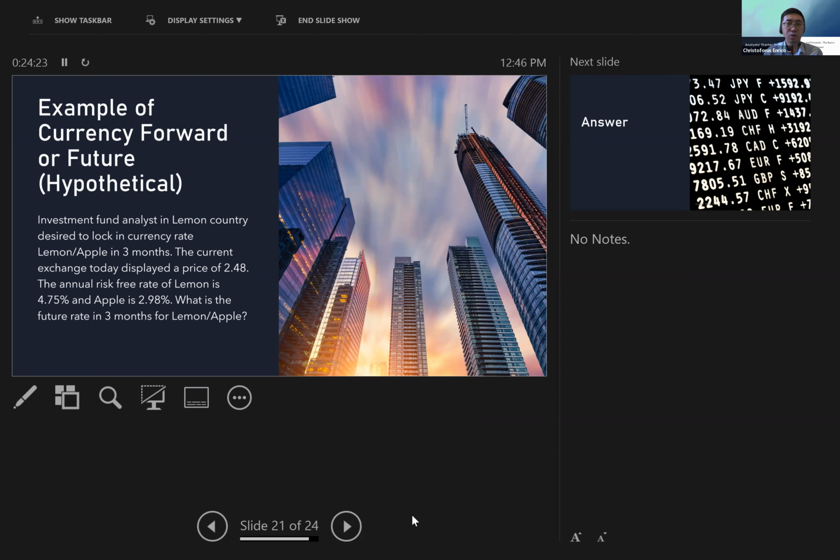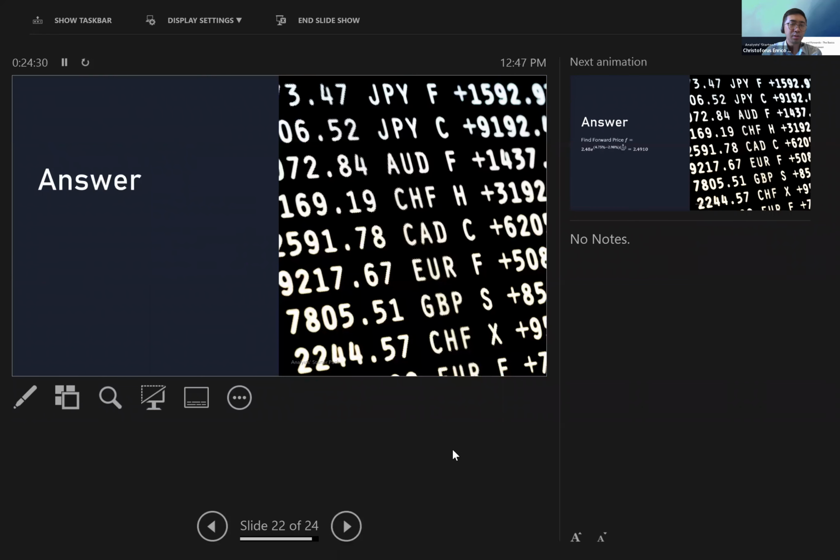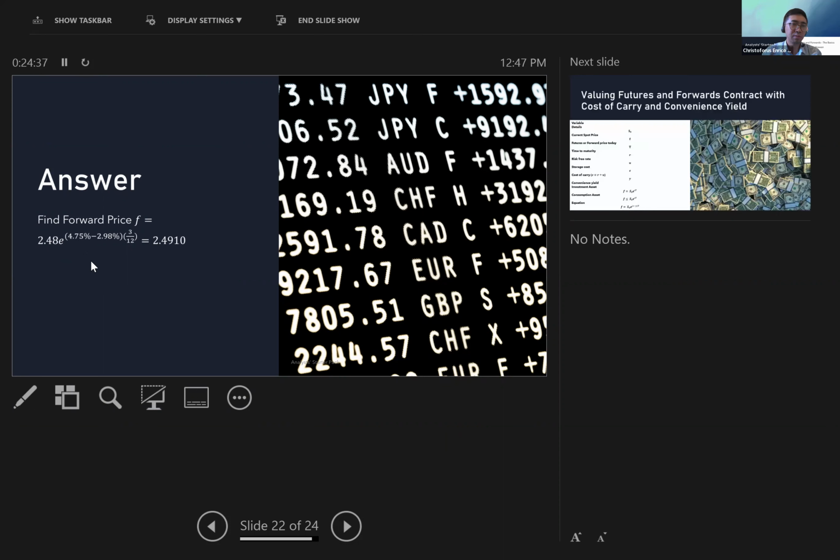Okay, I assume you already answered the question, so let's discuss it together. In this calculation, it's very straightforward. You just take the price multiplied by e to the power of 4.75%, which is the lemon country, minus 2.98%, which is the apple country, multiplied by the time. So it's 0.25 years, and it equals 2.49110.